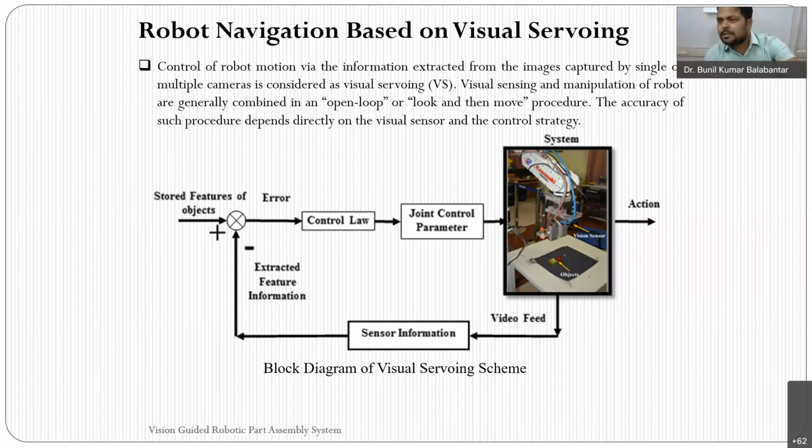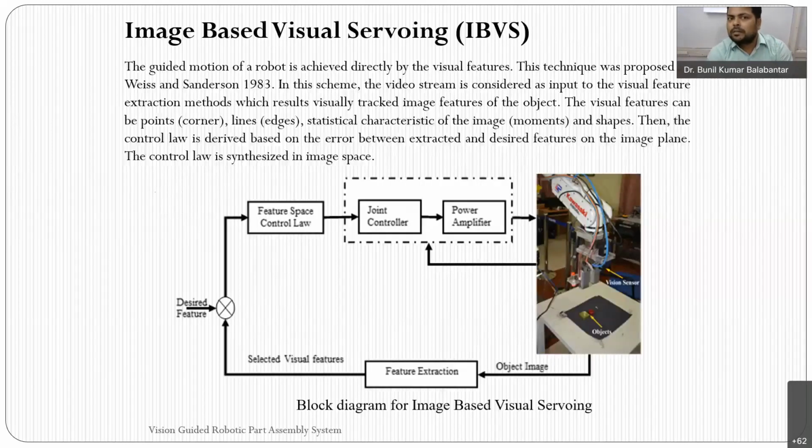So this is the overall diagram of the visual servoing system. In an image-based visual servoing system, the robot can work based on the imagery information. It is being captured through the robot sensor, through the vision sensor. So here the object image is being captured, and extraction of the features is done.